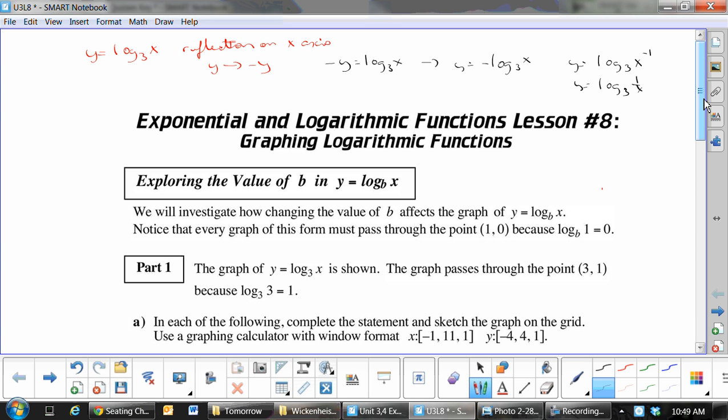So you want to go y equals log base 1 over 3 to the negative 1. What do you want me to flip? That won't work. No. X to the negative 1 does not equal negative x.